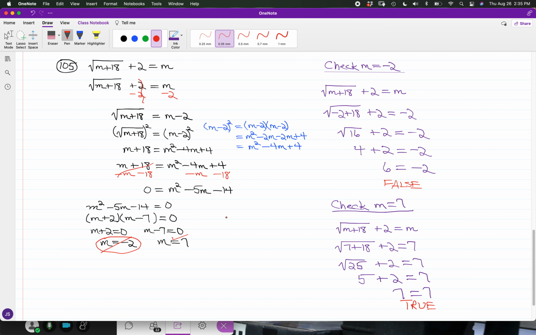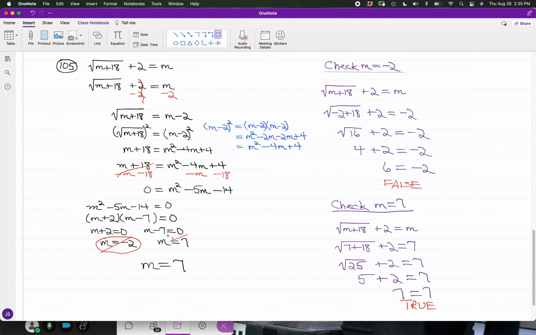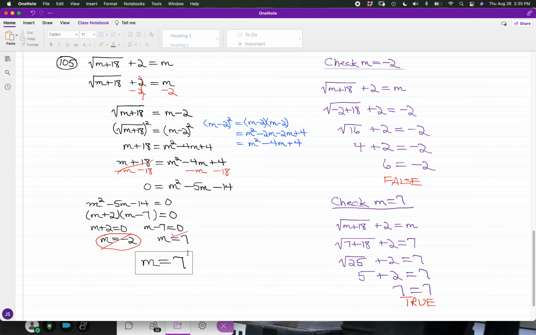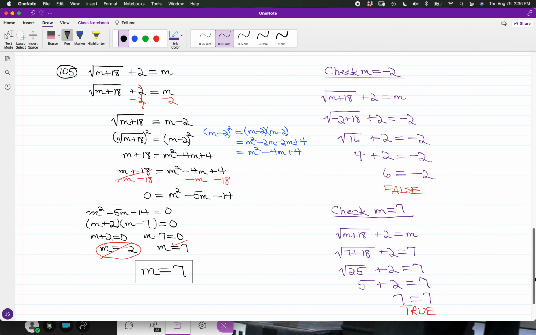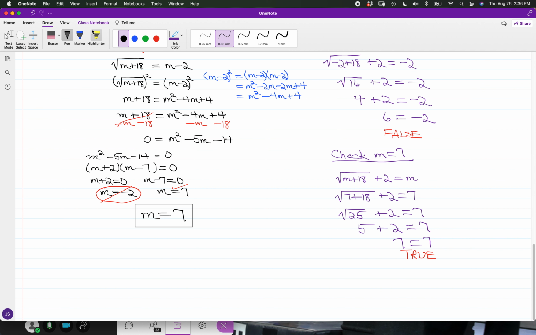So it turns out that 7 will check out. So this equation is going to have one solution, and that is for m equal to 7. All right. Now, again, we have a mix of even root radicals as well as odd root radicals. And now, just in the case of another scenario, kind of like what we have in the variable m, now we have problem 106.